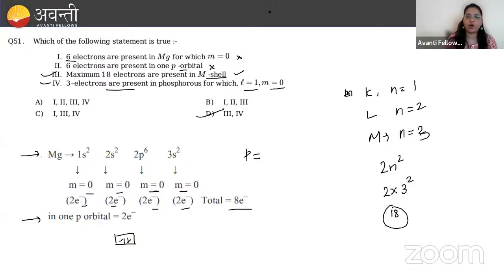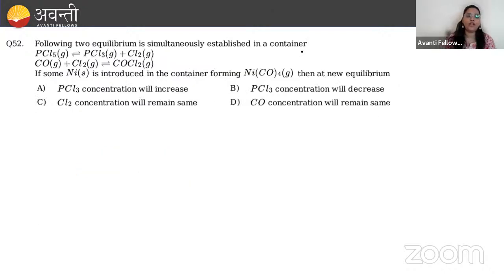Okay. So now let's move on to the next problem. That is problem number 2. Following 2 equilibria are simultaneously established in a container. So these are the 2 equilibria. PCl5 gives PCl3 plus Cl2. CO plus Cl2 gives COCl2. These 2 equilibria we have been given.